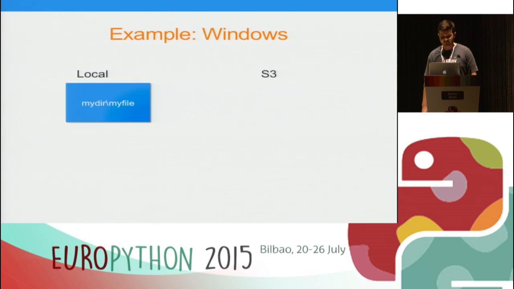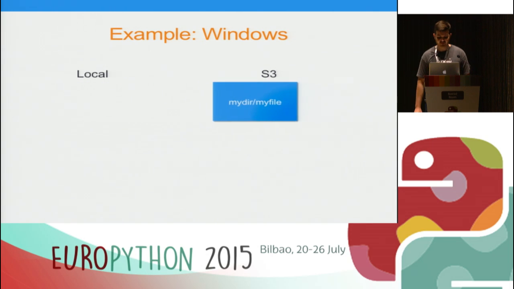However, for Windows, it's a little bit different. Note that in Windows, it's a backslash, and thus, in order to handle it, you need to normalize the separator. That allows you to transfer to S3 and still have the desired functionality of having a prefix my dir with the name my file.